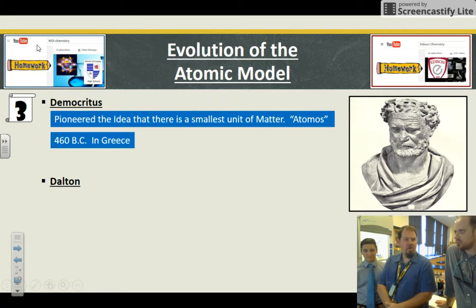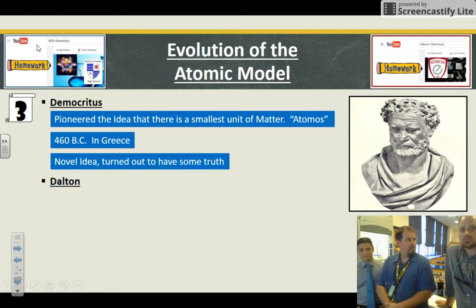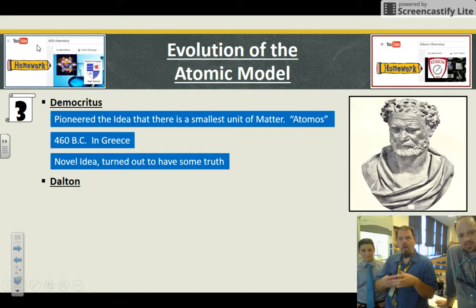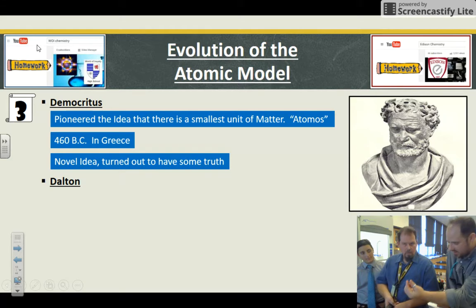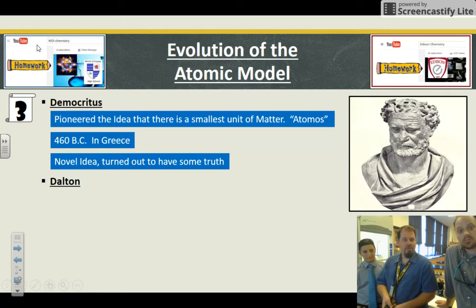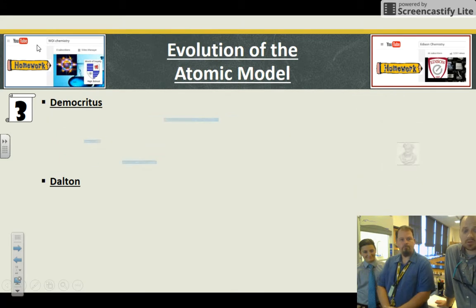What he actually thought of way back in the day, if I remember correctly, was an apple. You cut an apple in half, and then you slice the other half. He was theorizing, well, what happens when I get to the point where I can't break it in half anymore? Isn't there a smallest piece of that thing that remains that thing? And this novel idea turned out to have some truth, yeah, for sure.